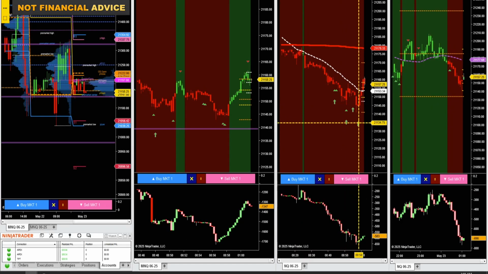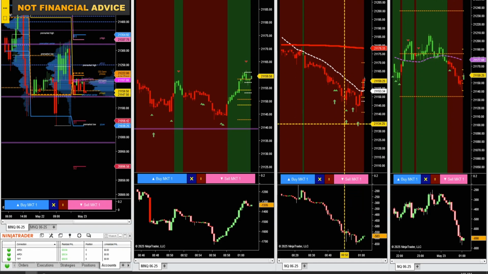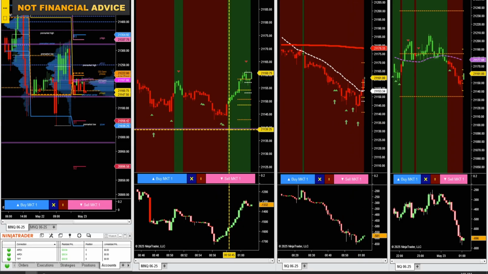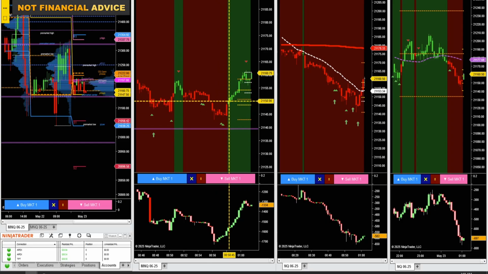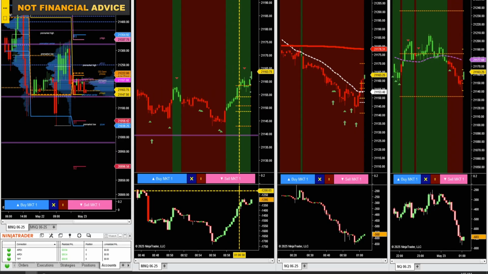We had a bunch of reversal signals building up on the 1 minute. Everything was still red, but we got these reversal signals building up. And then on the 15-second chart, we've got some divergence signals. And the background finally turns green. Got into a long. Worked out nicely.